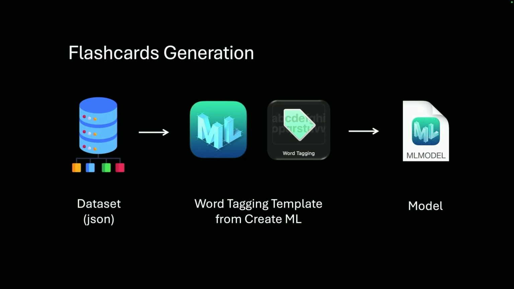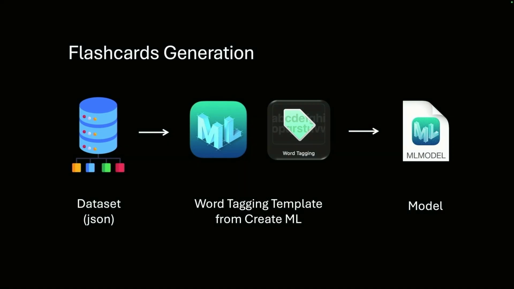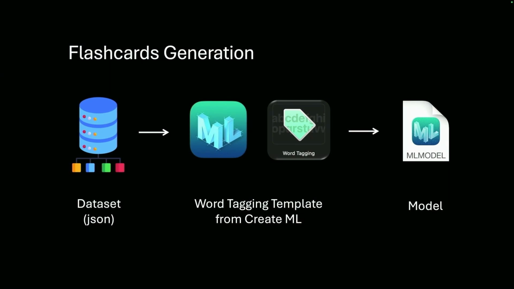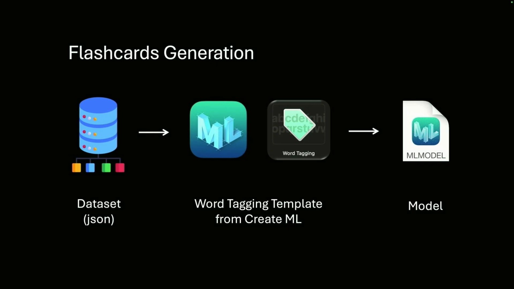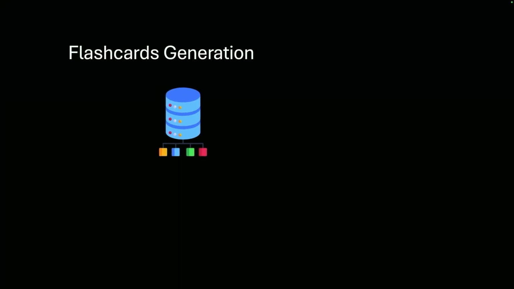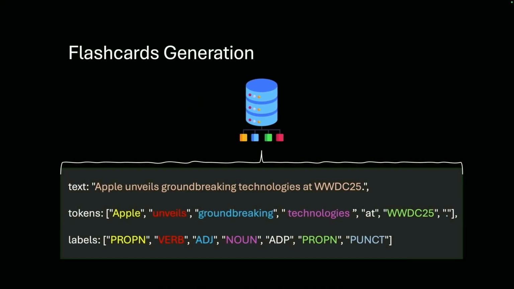And flashcards generation. So there's another ML model that I use for flashcards generation. Students can just take a picture of their notes, and the word tagging ML model is going to be used to come up with flashcards using Vision Kit and natural language as well. And for this, I used a JSON file for the dataset for the training and testing data. And to show the structure of the dataset for this model, it looks something like this.